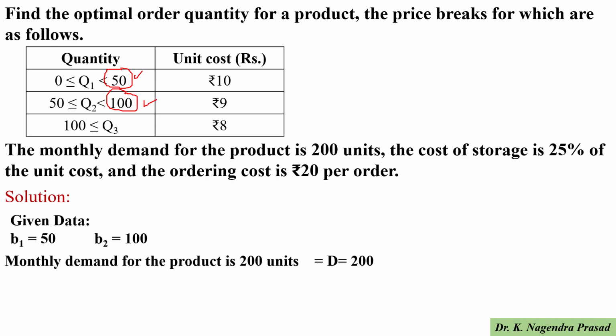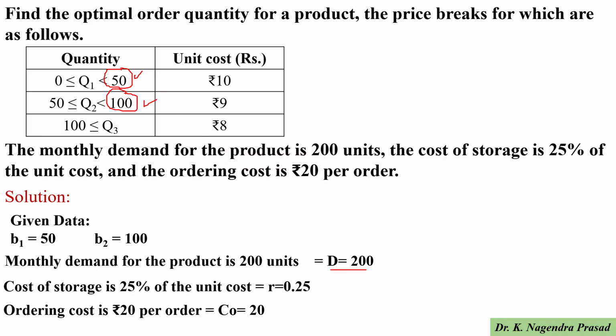Also, the monthly demand for the product is given as 200 units, which means let's consider demand D equal to 200. Cost of storage is 25% of the unit cost, so let's consider small r equal to 0.25. And ordering cost is 20 rupees per order, so let's consider ordering cost C0 equal to 20.